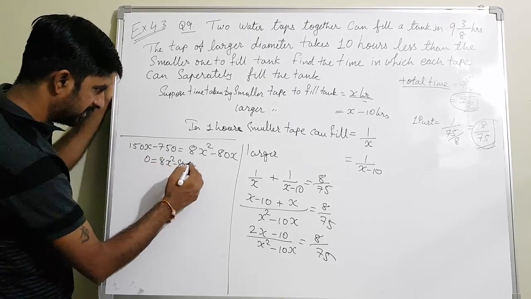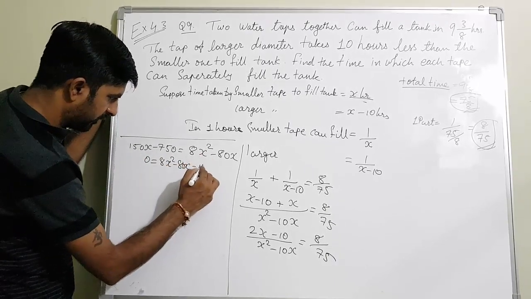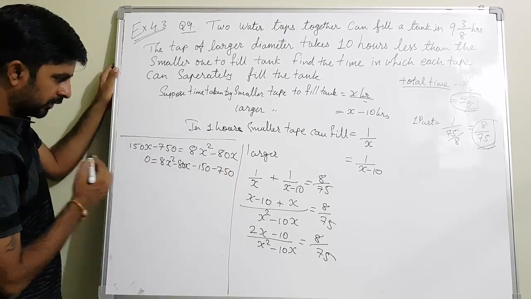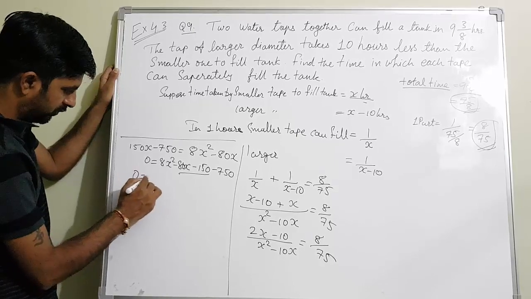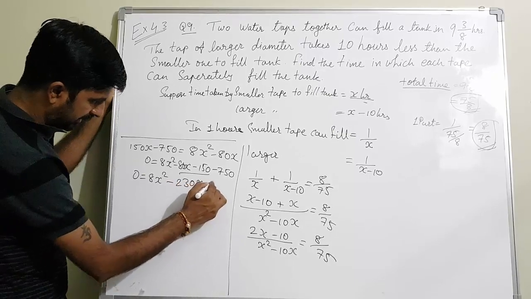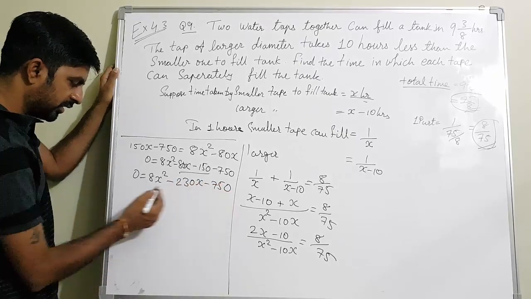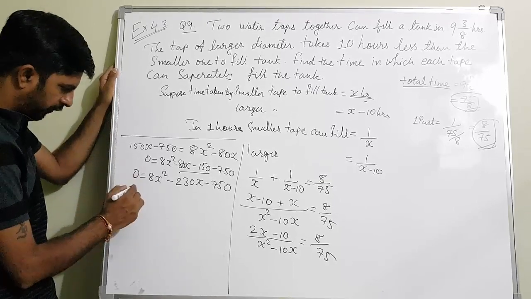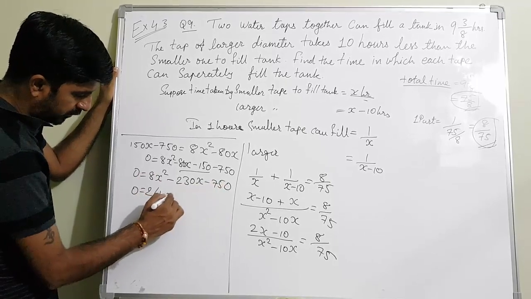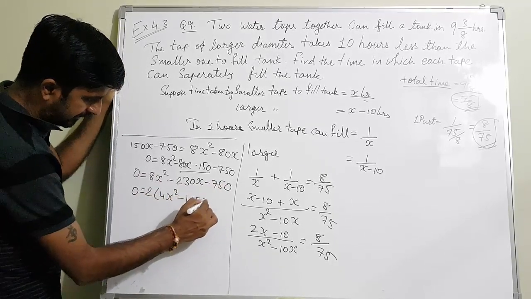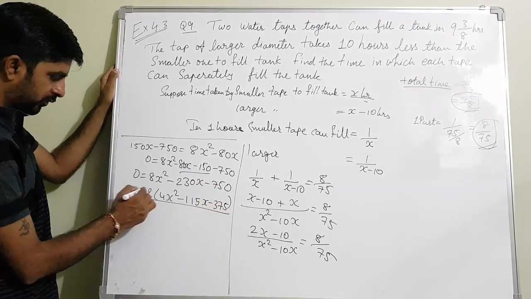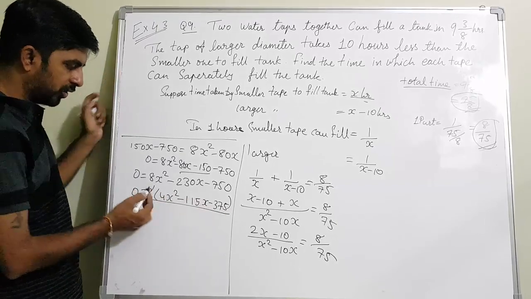Okay, it's okay, I have not done any mistake. Now take this minus 150 here and minus 750. So now what? Now you have to add this. 0 equals 8x square minus 230x minus 750. Now you can see all these numbers are divisible by 2. So if you want, you can take out 2 common to reduce our equation. So take out 2 common, 4x square minus 115x minus 375. So this 2 will go here and this will get cancelled. Now this is your quadratic.